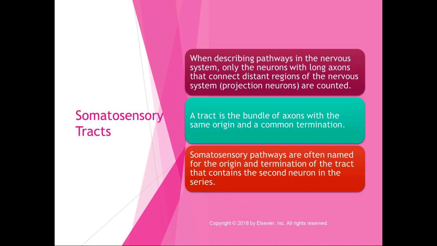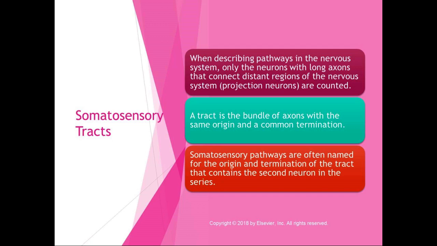When we describe pathways in the nervous system, only the neurons with long axons that connect distant regions of the nervous system, which are called projection neurons, are counted. All the little interneurons and all the little worker bees of the nervous system aren't really counted. We're just talking about the tracts, the long bundles. The tract is the bundle of axons with the same origin and common termination.